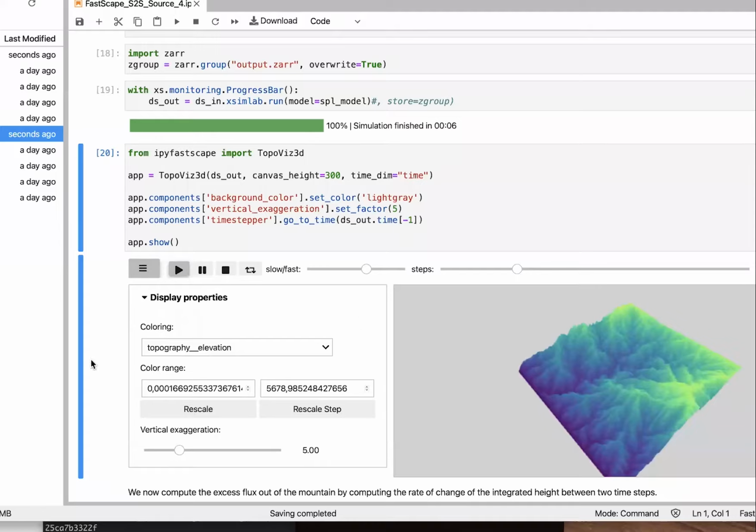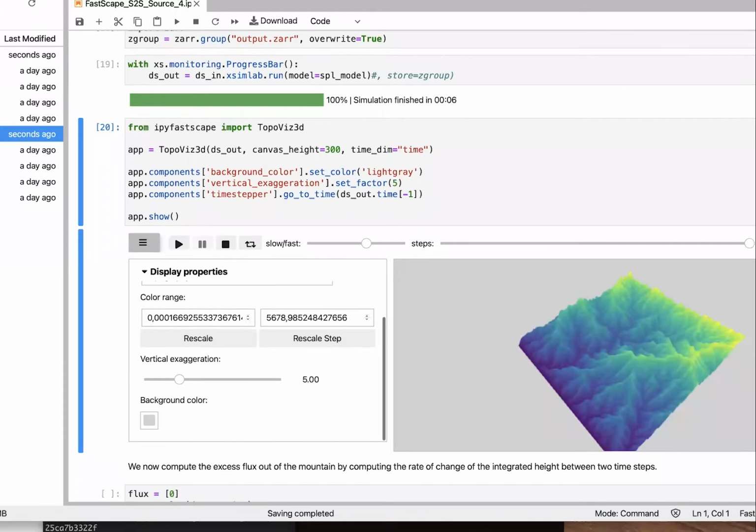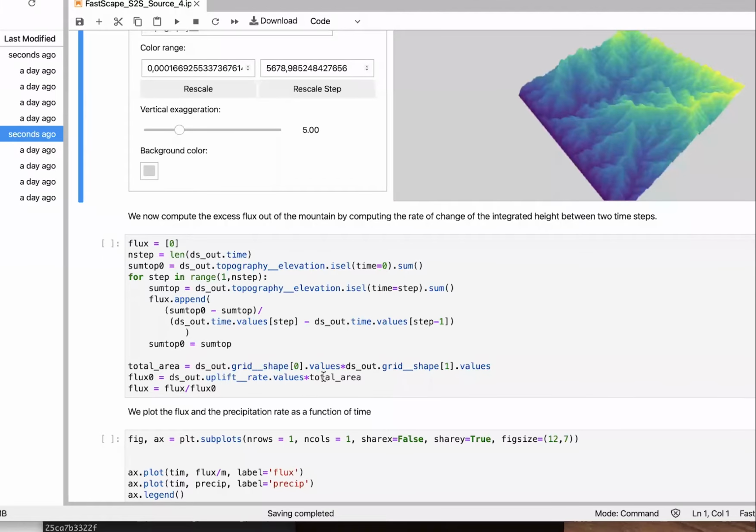Let's do what Sebastian has told us we should do. We should look at the input, plot the input, and plot the output. And we get different outputs for this. The first thing we want to look at is the flux coming out of this.